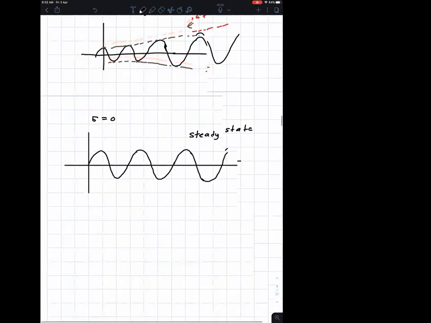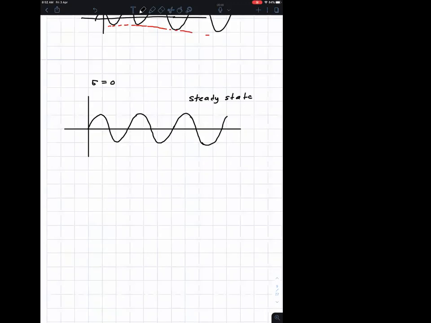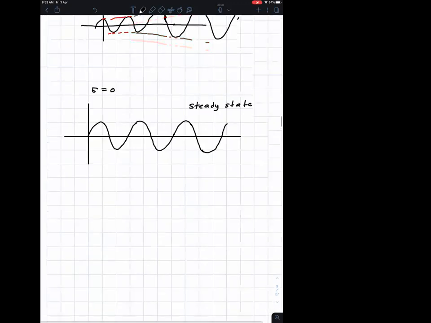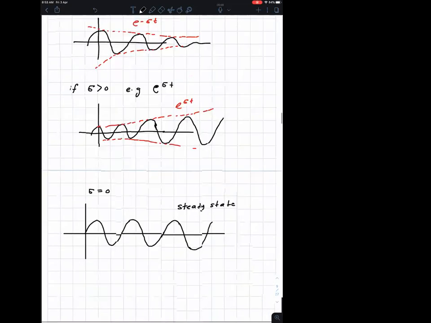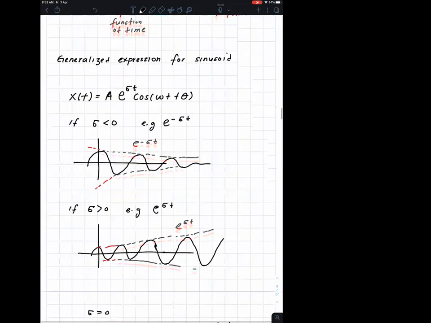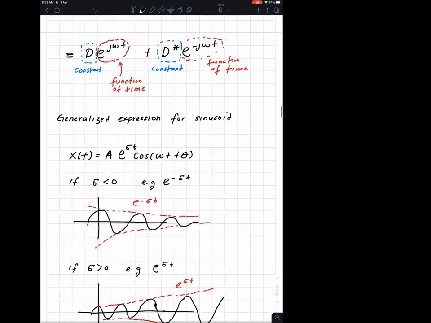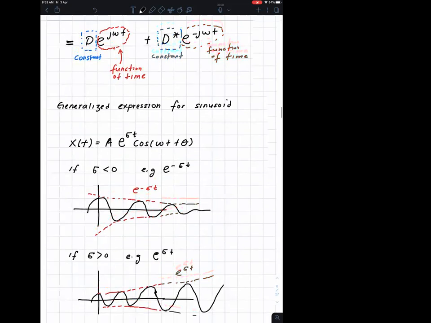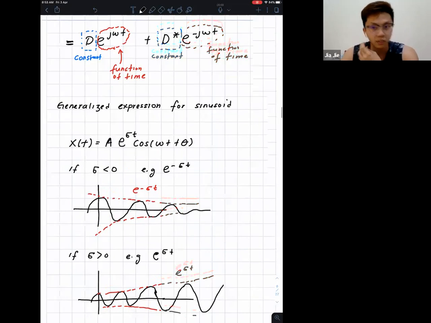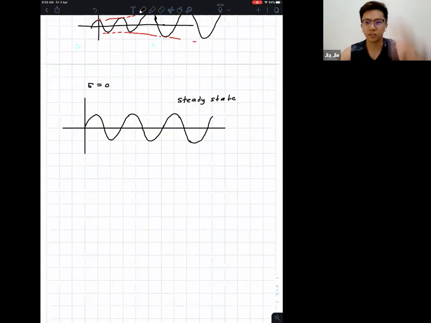Okay. Any questions so far? Don't be scared to ask questions, please. We don't want to go very fast and not learn anything. We just want to go slow, and then learn. Sir, what does sigma stand for?